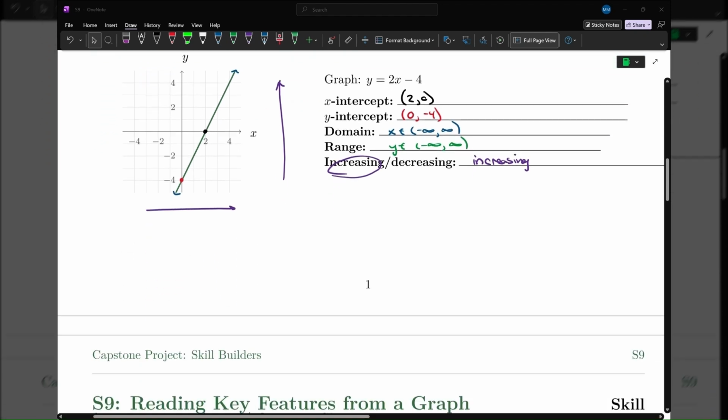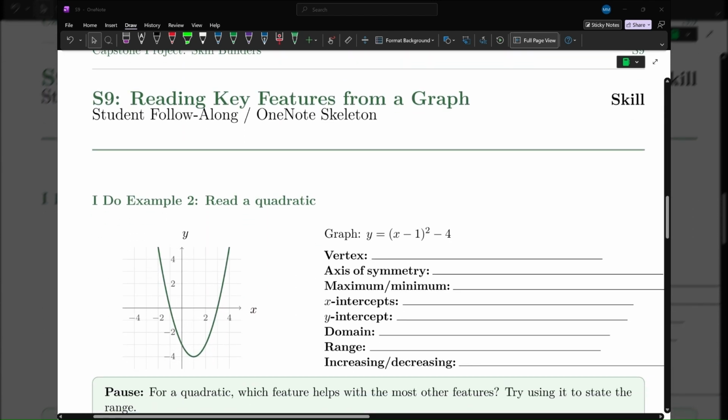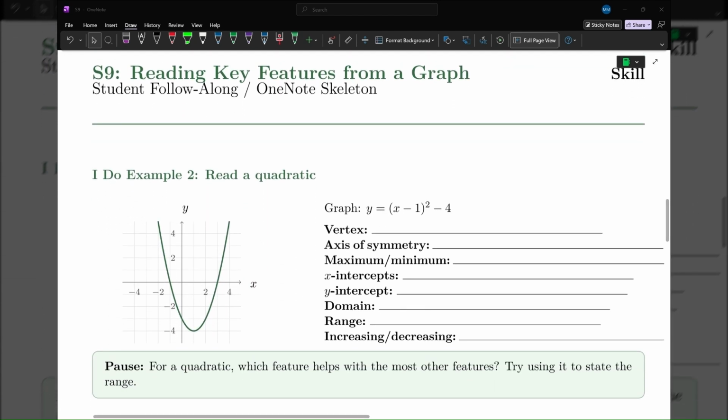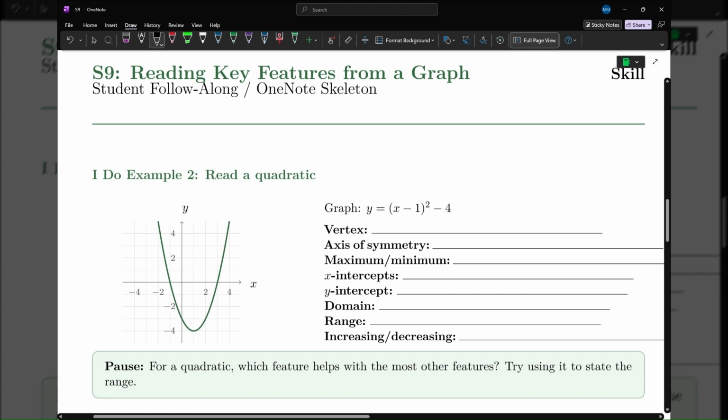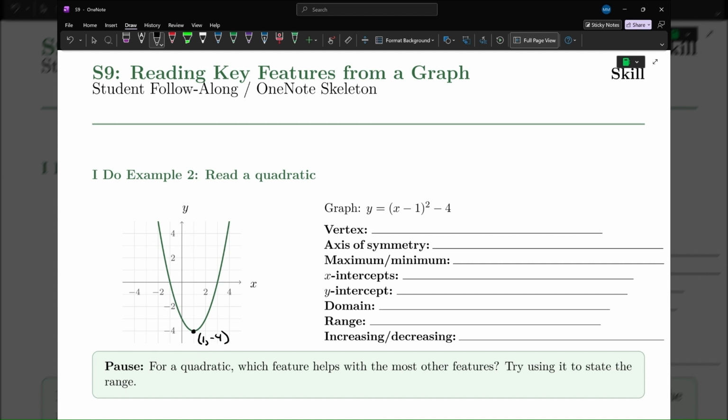So what's happening with a quadratic? So here is a quadratic function. You can see we have an upward facing quadratic. I'm looking at this. I can see the vertex, which is really important for us. So (1, -4). So I'm going to fill this one out. So vertex I can see is (1, -4). Got it. Axis of symmetry. I know that's the x part of the vertex.